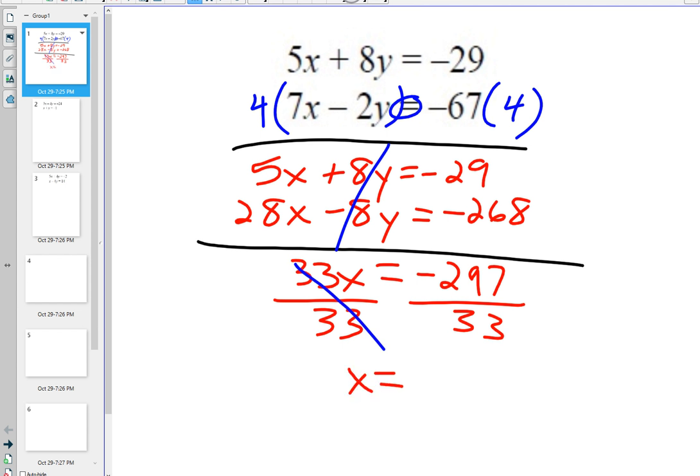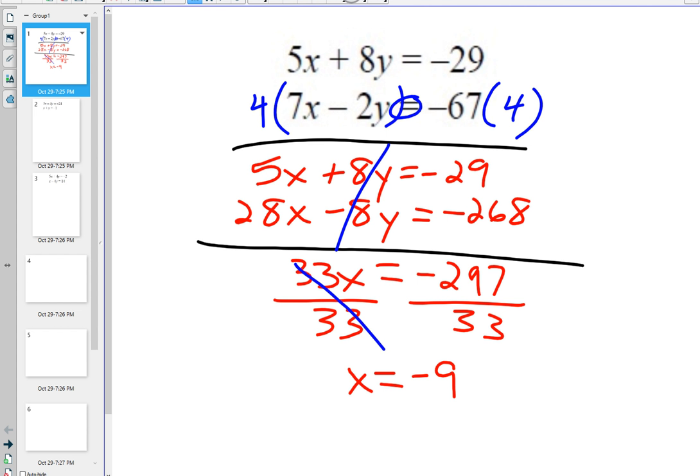What's x equal to? Negative 9? You want to ask Emiliano to be sure? Emiliano, did you get negative 9? No, he didn't get that. You want to double check then, Kiara, just to make sure? Because I want to make sure Emiliano agrees. 297 divided by 33? Yeah, it's negative 9. I'm just messing around.